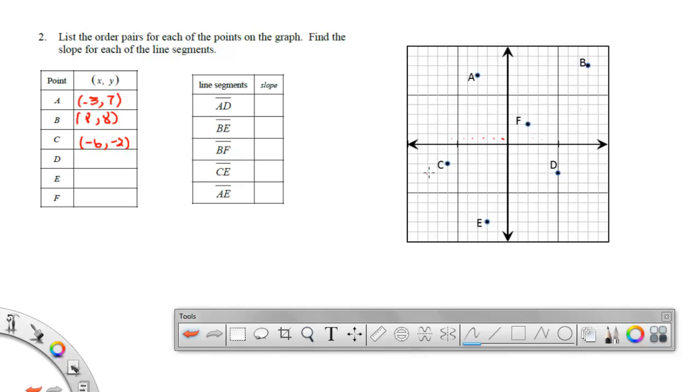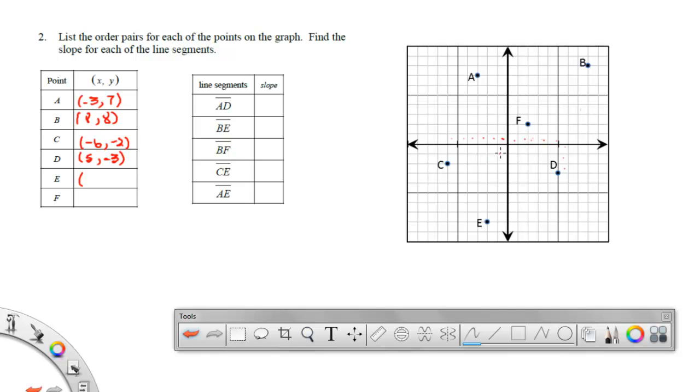And so those of you that miss some of these, it just says that you're just not paying attention, that you think you know it and you don't. 1, 2, 3, 4, 5. So that's 5 in the positive direction. And then I go down 1, 2, 3 in the negative y direction.